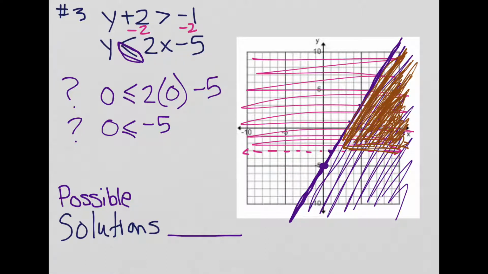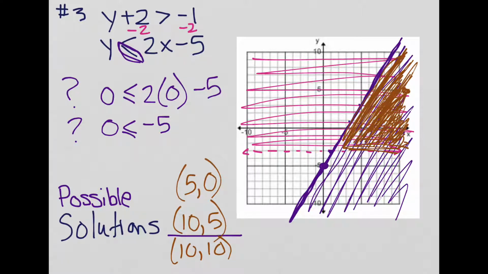So now we're supposed to have some possible solutions. Well, let's see, what are some points in there that would work? How about this one, over 10, up 5. Looks like 10, 10 would have worked. Of course there's a lot. There's an infinite number of solutions that would work in there. 5, 0, that's one. 10, 0, that's another obvious one because it's way over here. Okay, that's how you do it.